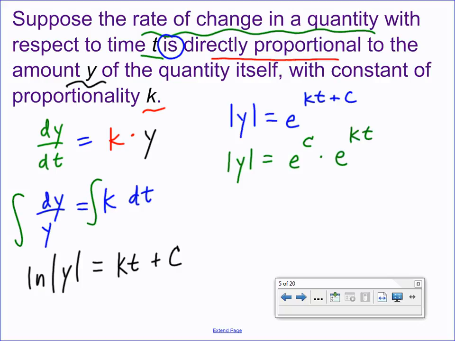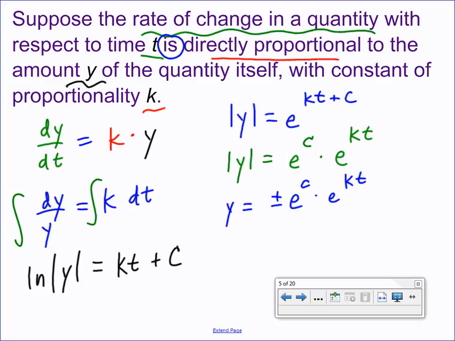Now we'll apply my absolute value bars. Recall that absolute value bars return the opposite of the quantity if the quantity inside is negative, and absolute value bars return the same thing as the quantity if the inside quantity is positive. So we're going to get rid of the bars by considering the positive and negative, e to the c times e to the kt.